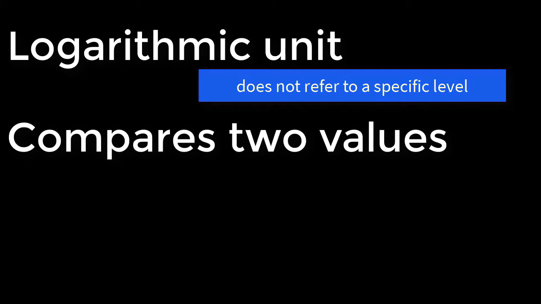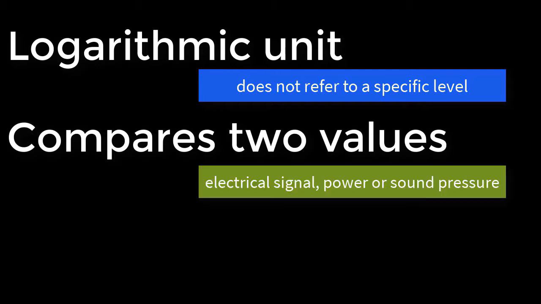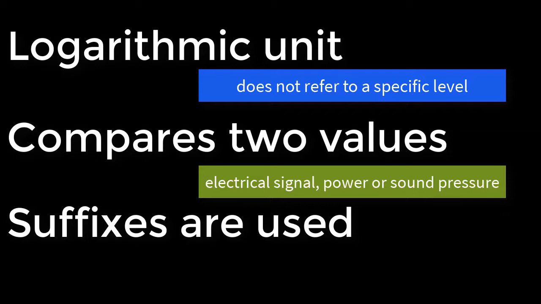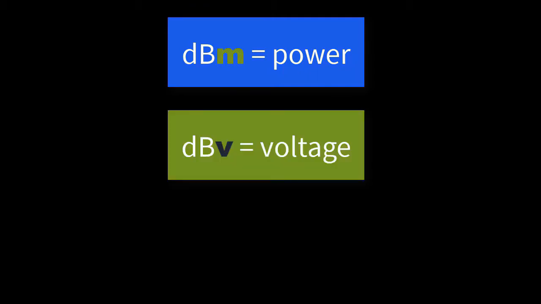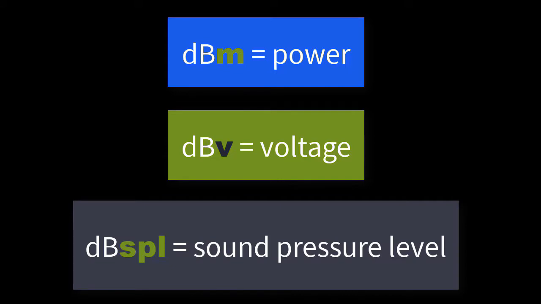These values can be electrical signal, power, or sound pressure level. The way that we can tell which of these values is being referenced is by the suffix that is used after the dB abbreviation. For instance, dBm for milliwatts is used to express loss or gain in power. dBv is used to express loss or gain in voltage. And dBSPL is used to express loss or gain in sound pressure level, also known as volume, which is what we'll be discussing going forward.